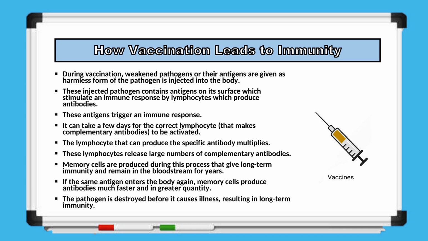At the same time, memory cells are produced. These memory cells remain in the bloodstream for years, providing long-term immunity. If the same antigen enters the body again in the future, the memory cells quickly produce antibodies in much greater amounts. This rapid response destroys the pathogen before it can cause illness, giving the individual lasting protection.